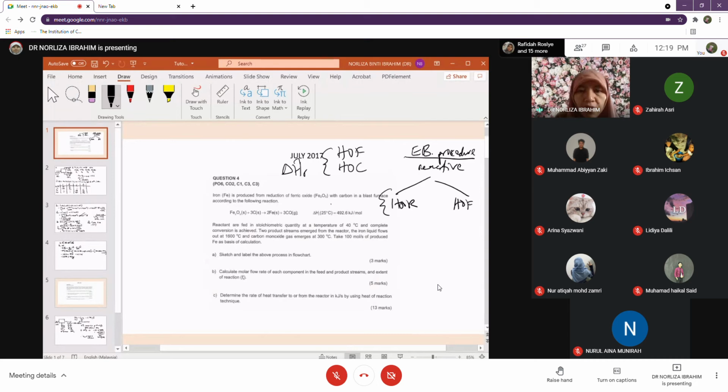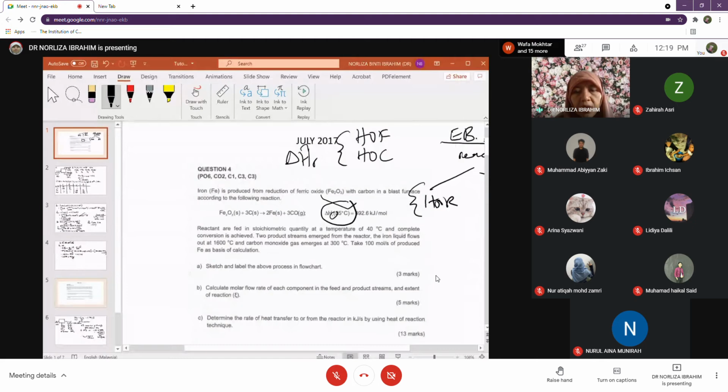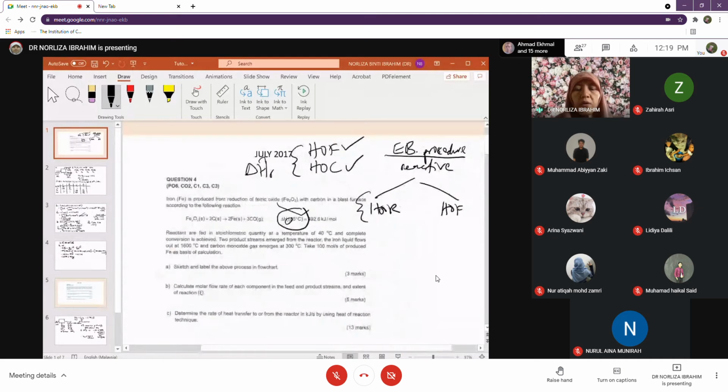This heat of reaction, you can calculate using the heat of formation method or the heat of combustion method. That is the two ways to calculate the heat of reaction. But the procedure to solve the energy balance question is the heat of reaction method or the heat of formation method. So two different things.